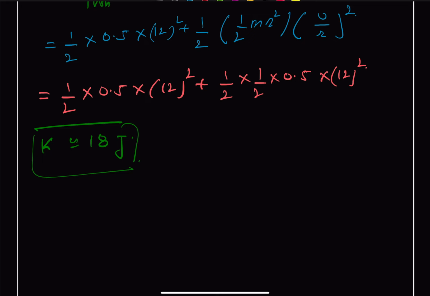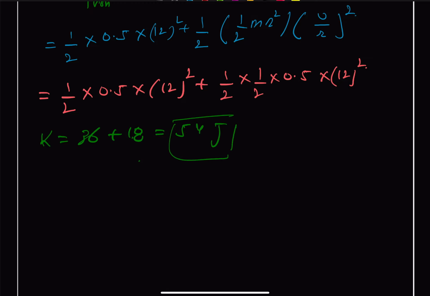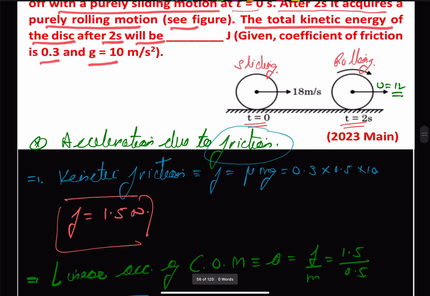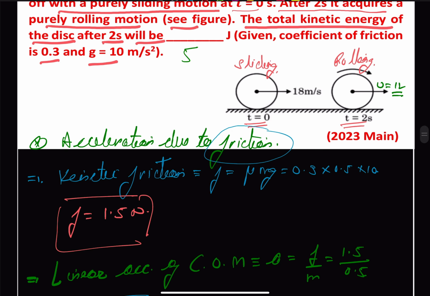Oh, 18, sorry. This will be giving us that K will be equal to half m v square, about 36, plus this is about 18, which comes as 54 joules. Yes, this comes as 54.